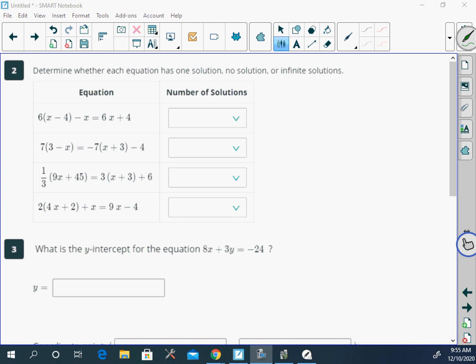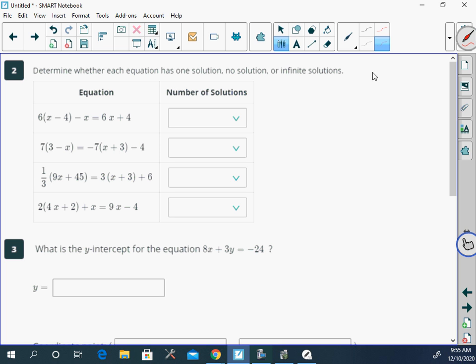Number 2 is kind of similar to number 1 in your approach to solving this, but you have to know the difference between when there's no solution and when there's an infinite number of solutions. So all the ones from number 1, when you get an answer, x equals something, there's one solution. So if that happens, you got one solution.